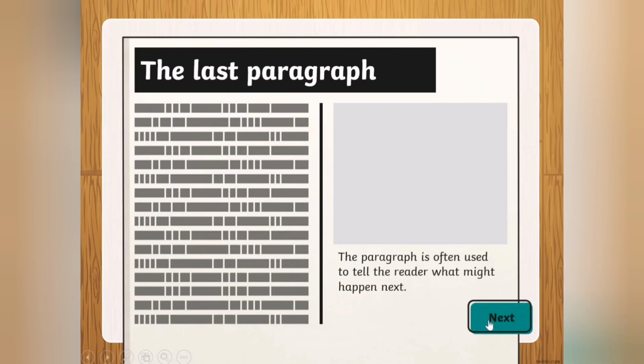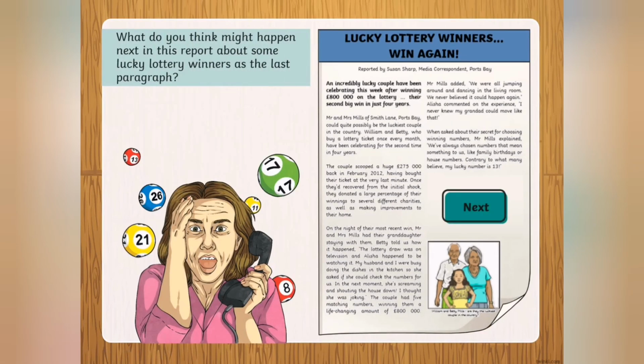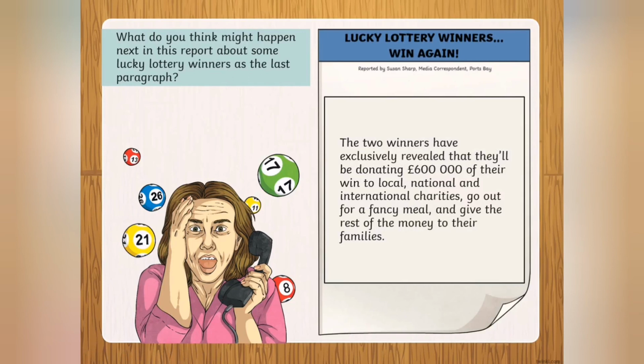Now we came to the last paragraph. As we learned about it in part 1, the last paragraph should tell the reader what might happen next. We have this newspaper report on some lucky winners that won the lottery. We didn't include the last paragraph yet. Now let's look at the last paragraph. Here the last paragraph talks about how the winners are planning to use their money. Therefore, we have a plan for the future.